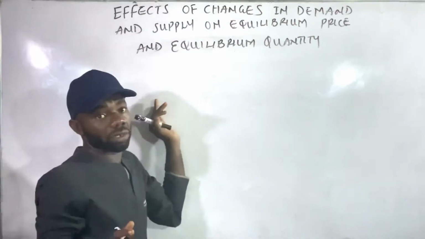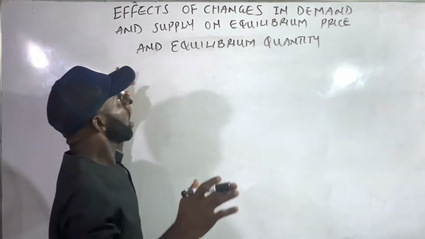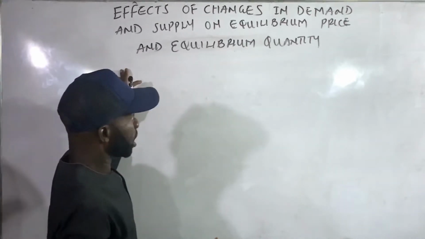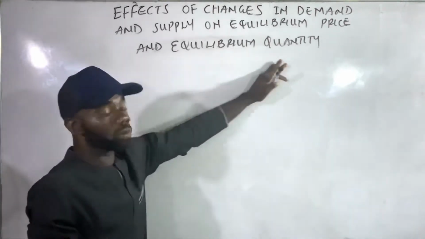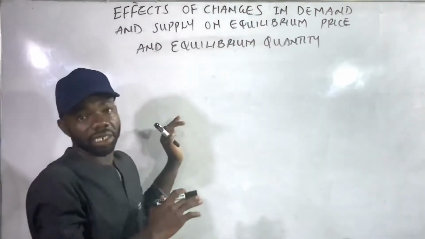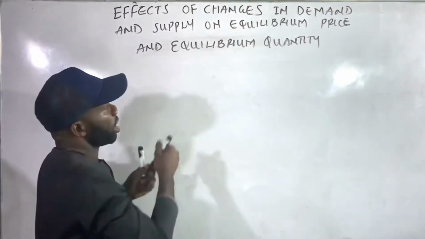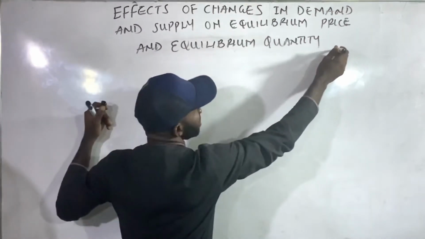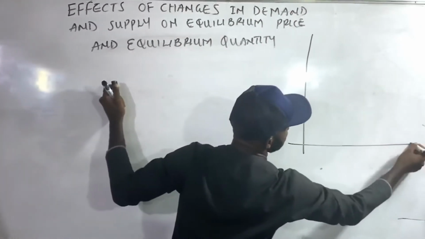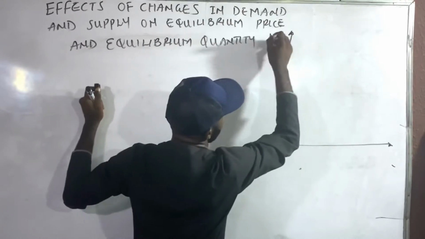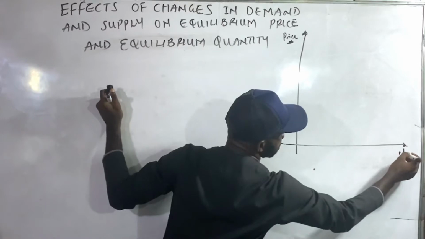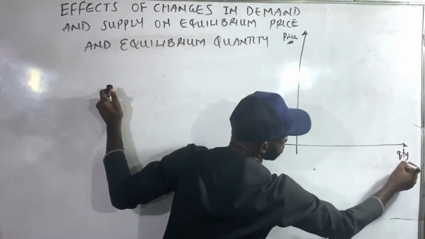Now, for students who want to understand this topic perfectly, that's effect of changes in demand and supply on equilibrium price and equilibrium quantity, I want to believe that they ought to have known equilibrium points perfectly. And if you recall, this is what equilibrium point is all about. You have your price, and then you have your quantity in units, for example.